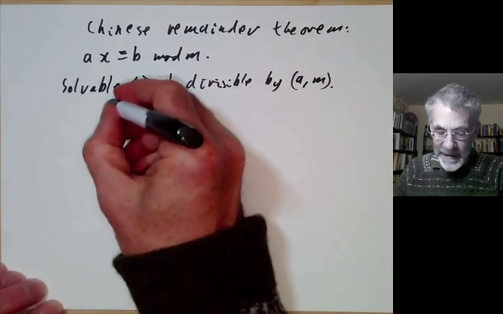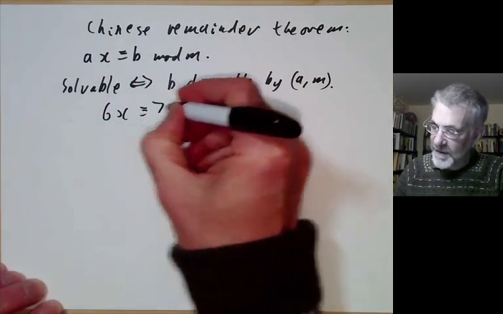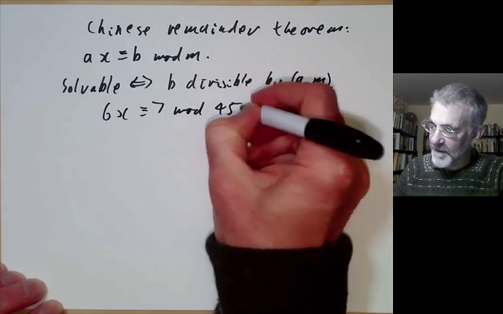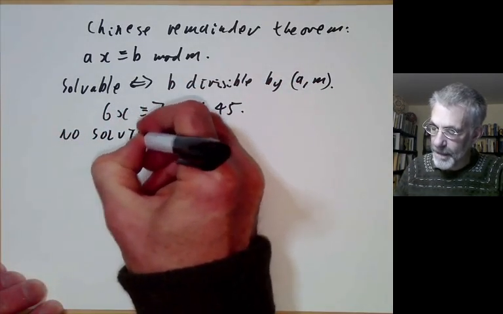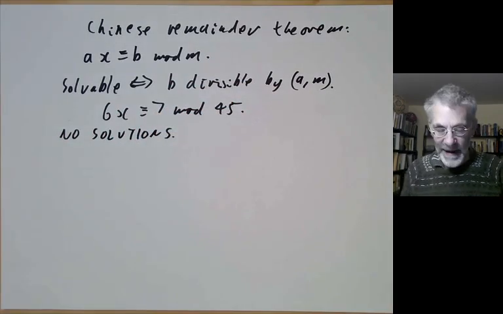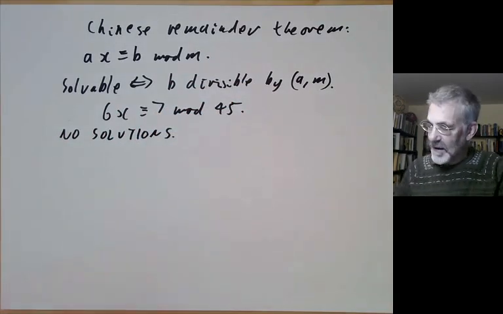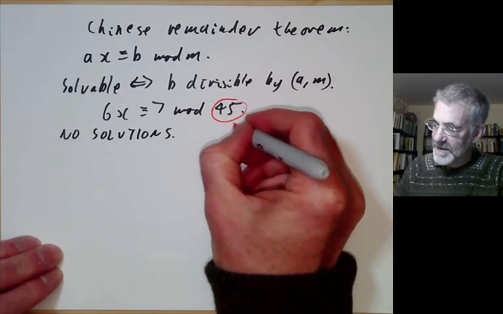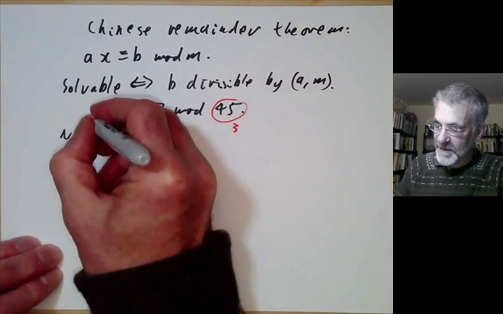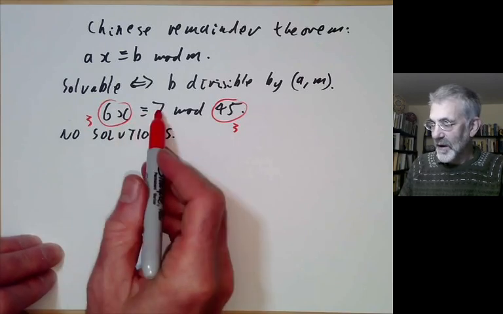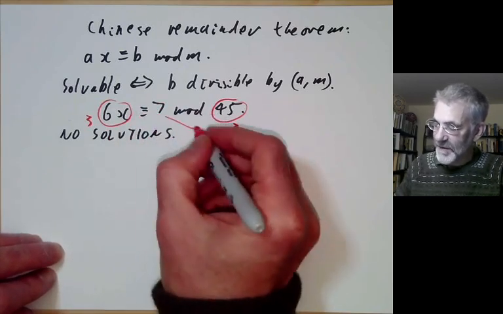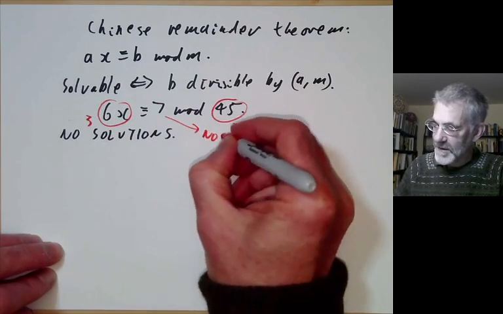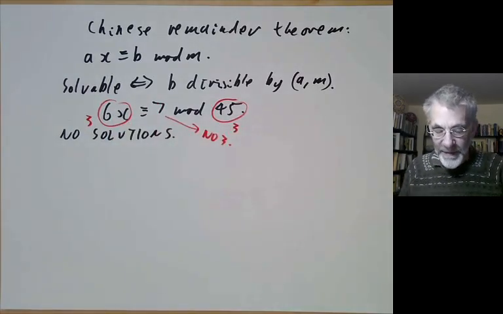Suppose we want to solve 6x is congruent to 7 mod 45. And this has no solutions, because if we look carefully at this, we see that this 45 is divisible by 3 and this 6 is divisible by 3. So if there were a solution, then 7 would also be divisible by 3. So this particular case has no solutions.